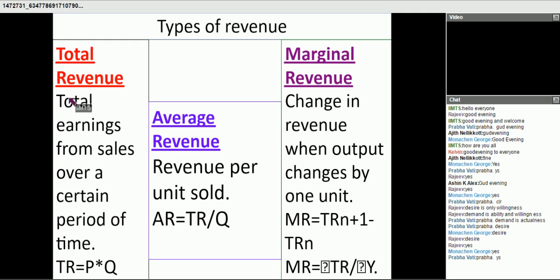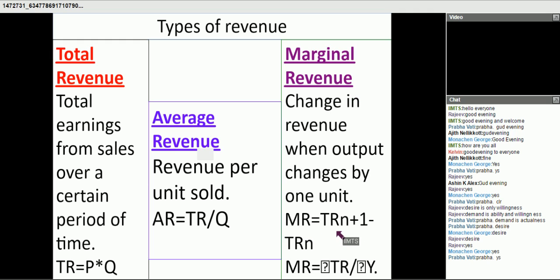Okay, so total revenue means the total earnings from the sales over a certain period of time. So total revenue is equal to price into quantity, price per unit into number of units sold. Then average revenue means revenue per unit sold. Simple mathematics. Average means the total divided by the number of units, that concept. Then marginal means addition to the total because of one extra. So it means the change in the revenue when output changes by 1 unit. The extra revenue which we get on the sale of 1 additional unit.